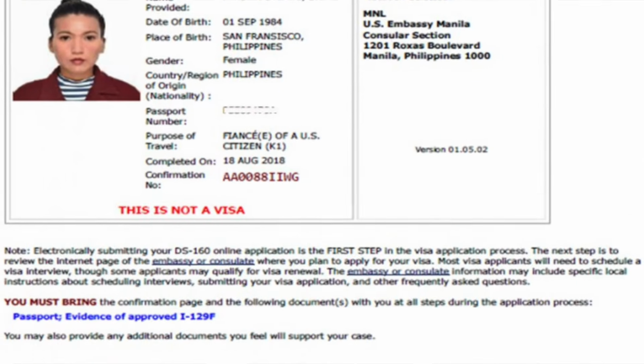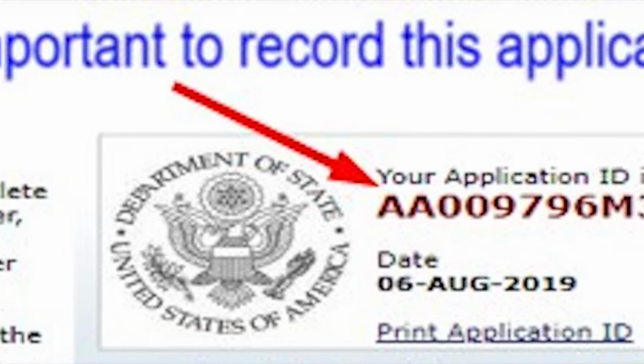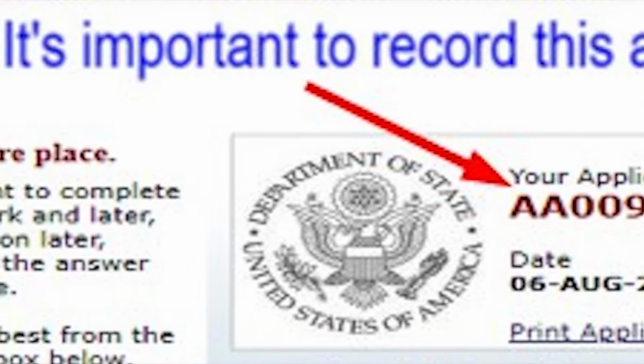You only need the DS-160 confirmation page, which you will generate after completing the Form DS-160, as part of your documents to submit when attending your F1 visa interview. Make sure that the code on the Form DS-160 confirmation page matches the one on your appointment confirmation page, which we will get to in a little bit.